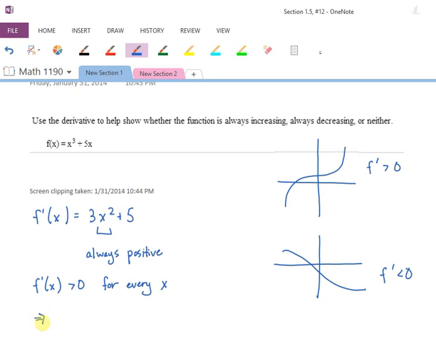And that tells me that f of x, the original function, is always increasing. That's it.